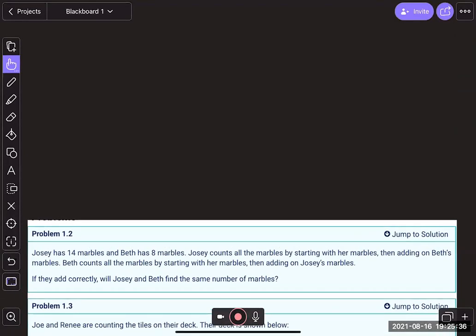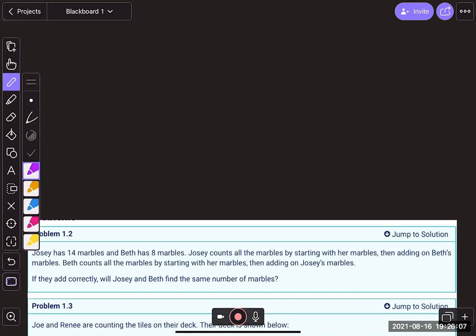Question 1.2. Josie has 14 marbles and Beth has 8. Josie counts all the marbles starting with hers and then adding on Beth's marbles. Beth counts all of her marbles by starting with hers and adding on Josie's. So Natalie, for this question here, if they both add correctly, are they going to get different results? Will they find the same number of marbles? Yes, because commutative property, I'm pretty sure.